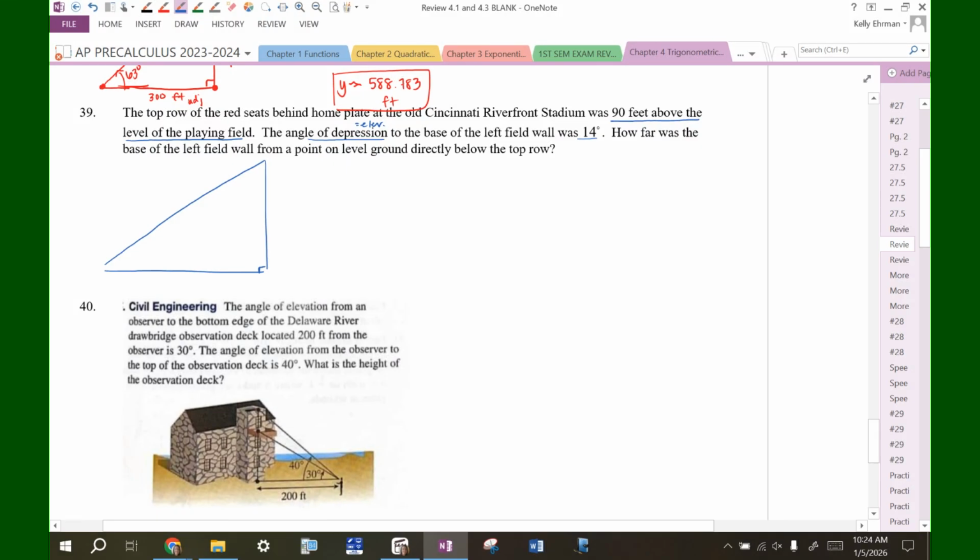An angle of depression should be drawn as an angle of elevation, 14 degrees. 90 feet above the level of the playing field, so 90 feet vertically. How far was the base of left field to a point directly below the top row? So let's find x. We have opposite and adjacent again. So let's use tangent of 14 degrees equals 90 over x. X is equal to 90. You'll end up multiplying x over here and dividing by the tangent of 14 degrees. And then I type that in.